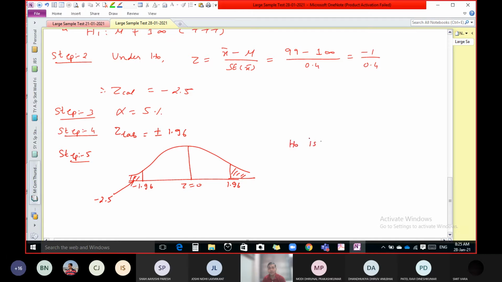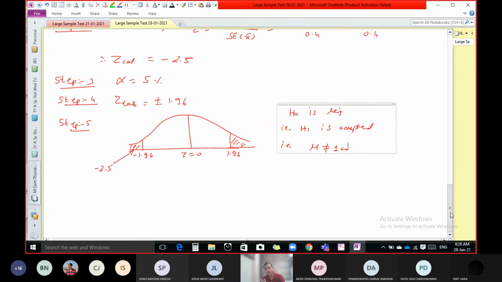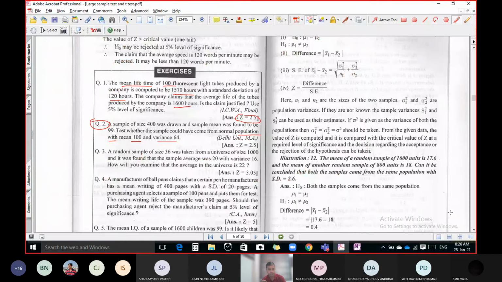So H0 is rejected. That is, H1 is accepted. That is, mu is not equal to 100. So the sample is not drawn from the normal population with mean 100. That is our final conclusion. So even if the difference is of 1 unit here, it is rejected. Previously it was 30, it is rejected. So you can't say directly, without testing, whether the claim is accepted or rejected.